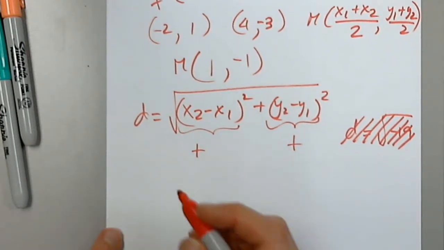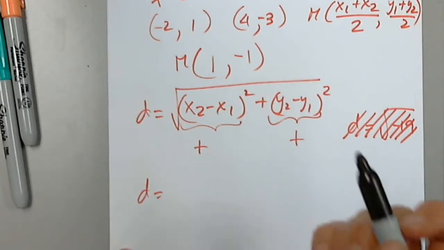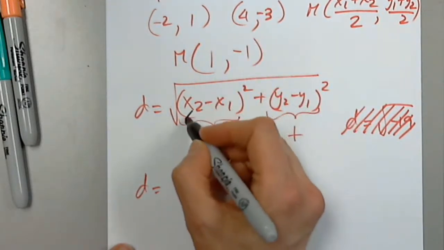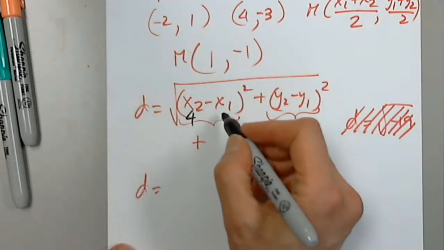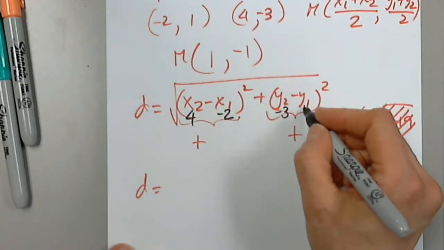Okay, good. So I'm going to write them underneath. It's up to you. I prefer this method because it's easier for me, but it's up to you. So I have x2, 4. I have x1, -2. I have y2, -3, and I have y1, which is 1.